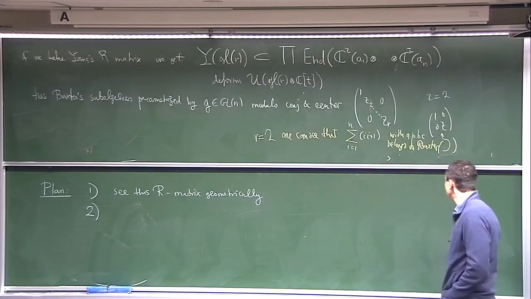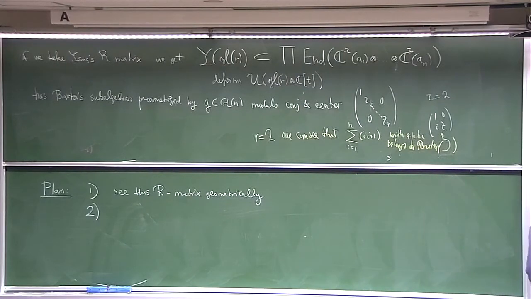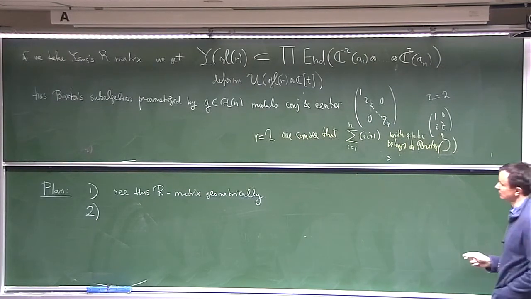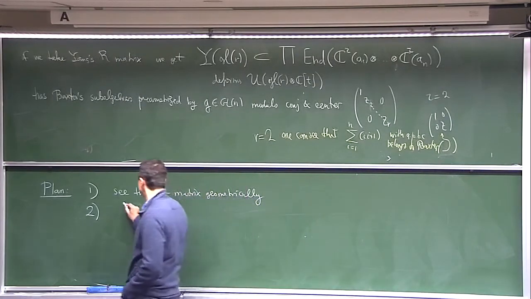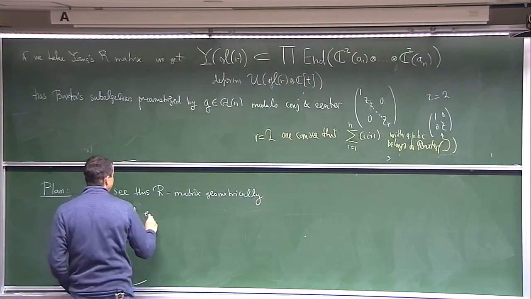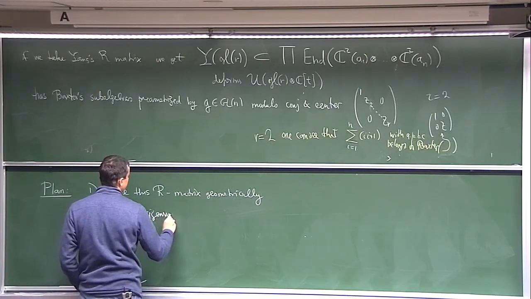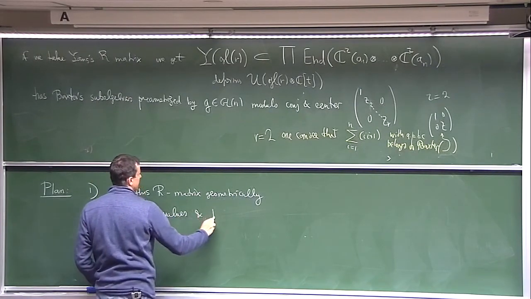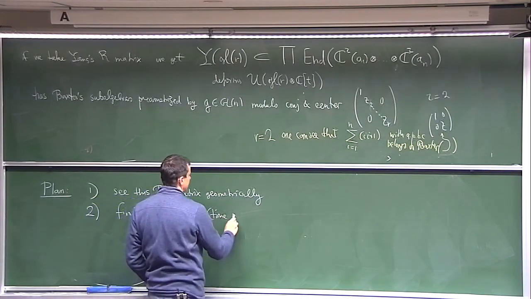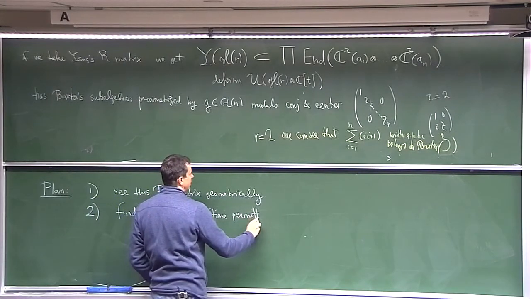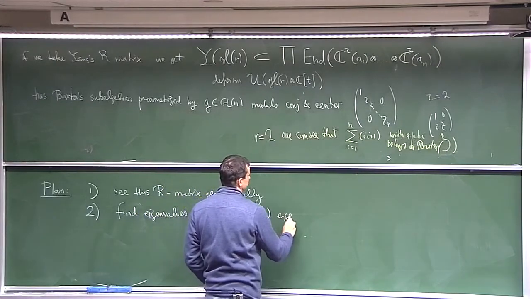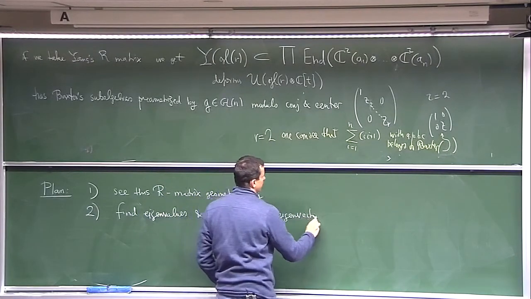I apologize. I've been going over time every single lecture, with the exception of lecture 1. I was really hoping not to do it today. But maybe I'll take 1 minute to explain, since it's important somehow. Find eigenvalues and eigenvectors geometrically.